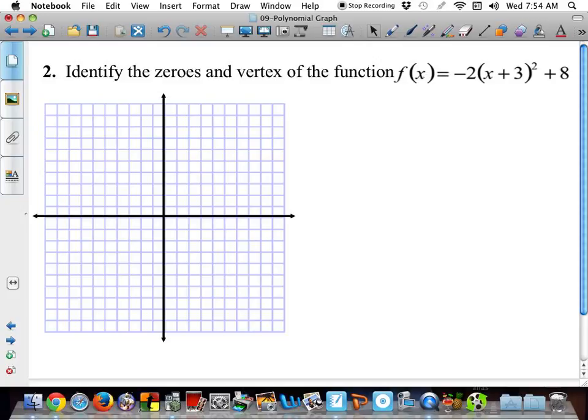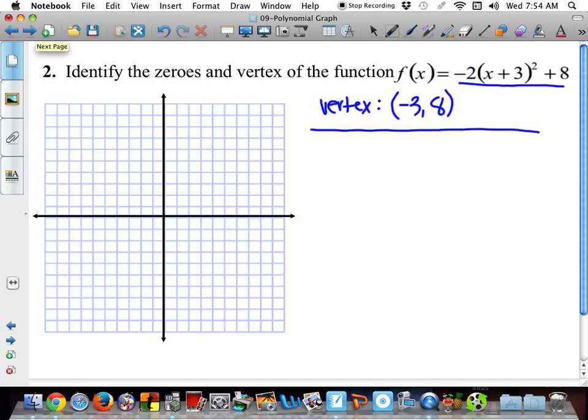What I like about this is, again, it's given to us in vertex form, so we can quickly write down the vertex. My h is 3, so we take the opposite, so it's actually -3, comma 8 for my k. The next thing we are going to do is find the zeros. To start finding the zeros, we have to simplify this function. So that's my vertex, my zeros.